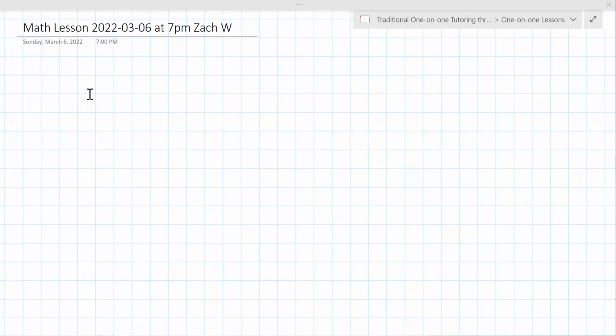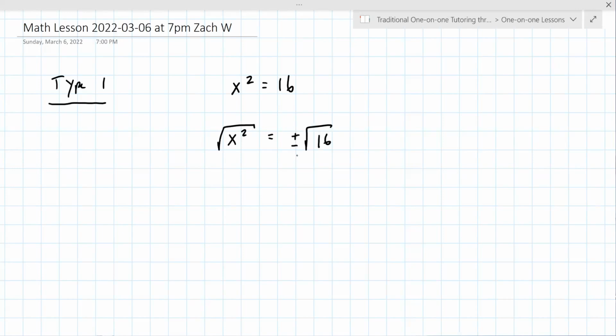So as I mentioned, this type 1 problem is x squared equals 16. It's a problem where you have to take the square root of both sides to solve it. This is key though. When you take a square root, it's both plus or minus. There's always two solutions. Whether you fully understand that or not, we can't get into that. We just have to say there are two solutions.